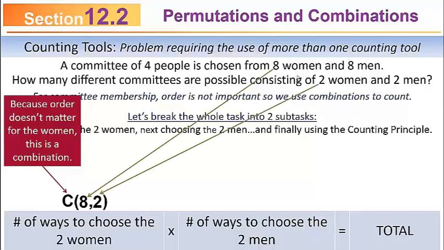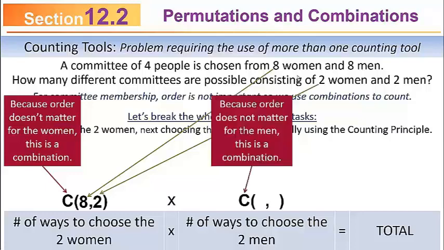So, because the women being chosen is a combination, again because order doesn't matter, we use the combination formula. There are 8 women and we want to choose 2, so that's 8 women chosen 2 at a time, and it's a combination because order doesn't matter. Then if you go to the men, there are also 8 men. It doesn't have to be the same, but in this case there are also 8 men, and you're also choosing 2 men.